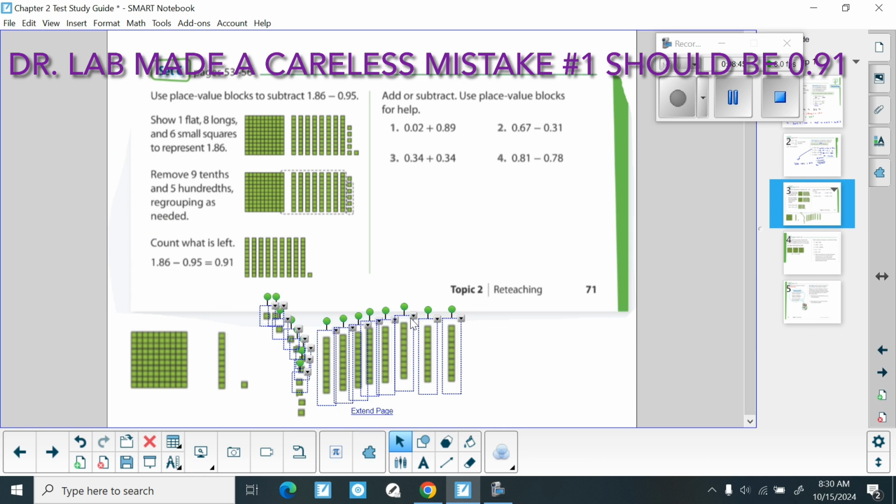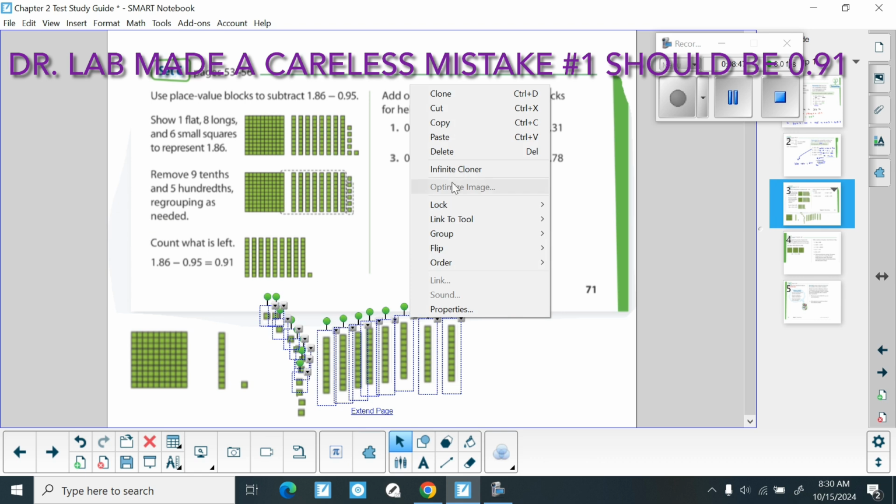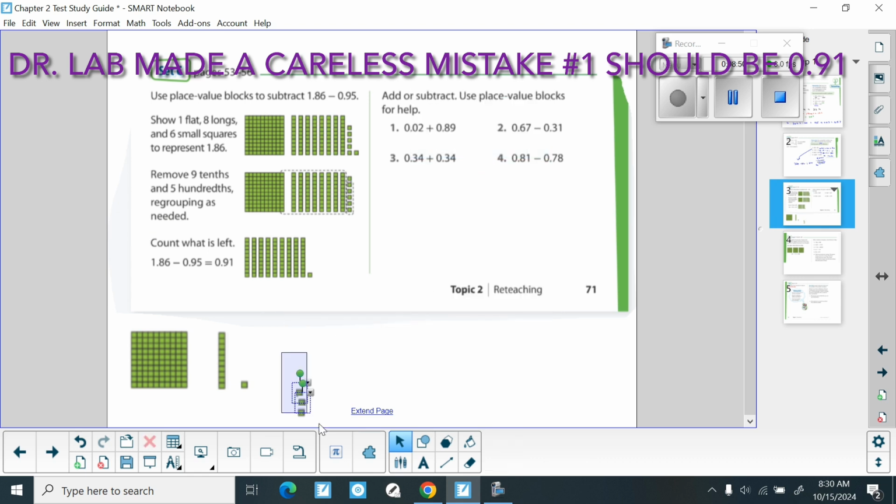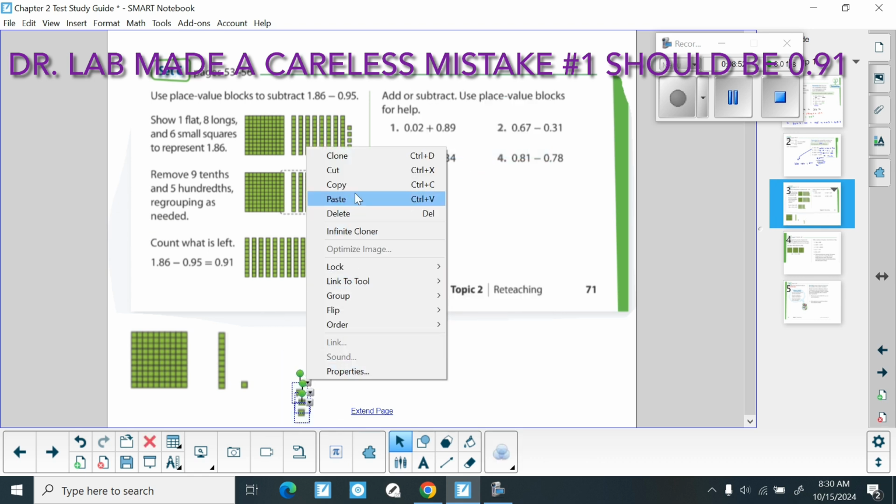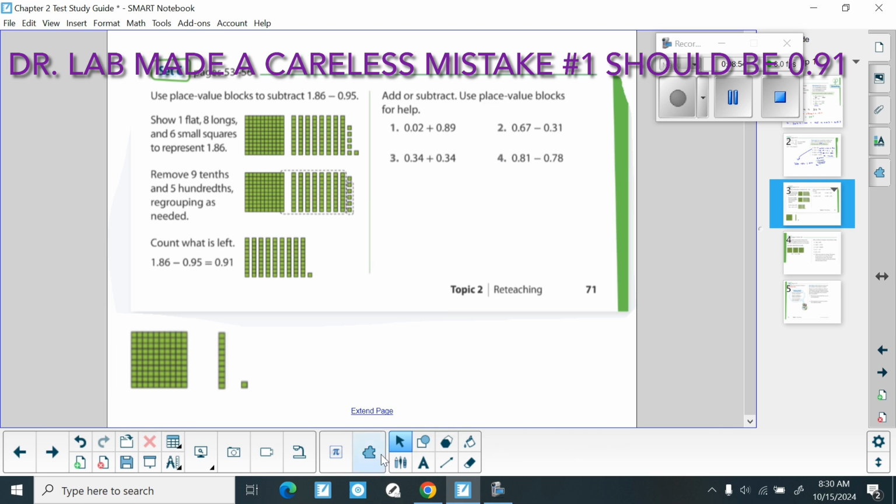Oops, cleared off too much. Delete. Delete. All right, so for this one, we already had 92/100 as our answer. So I have 67/100, and I'm taking away 31/100.